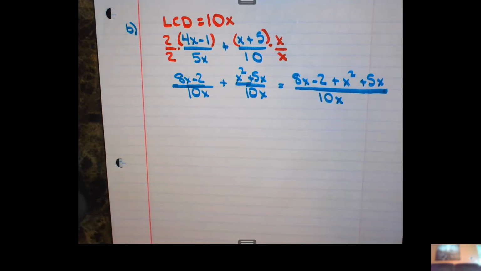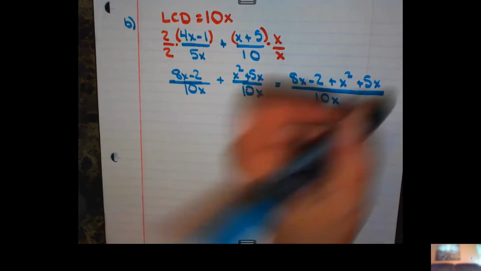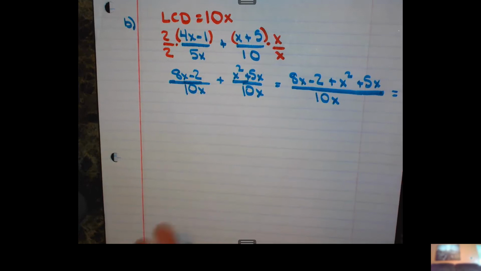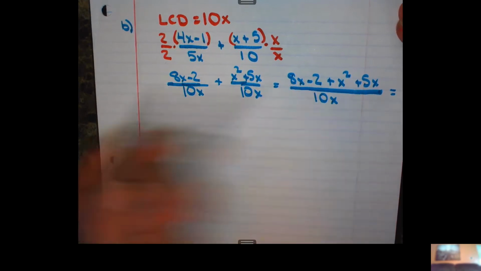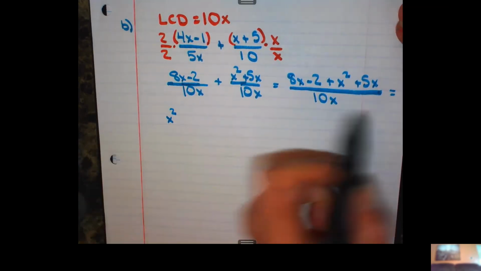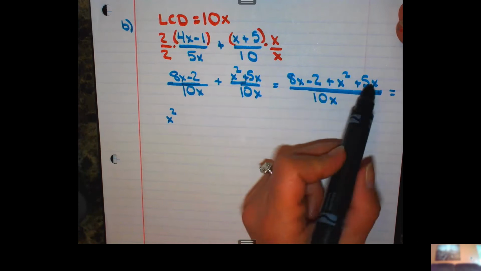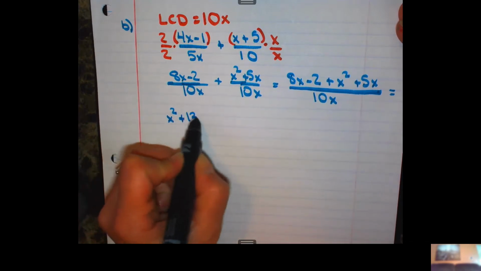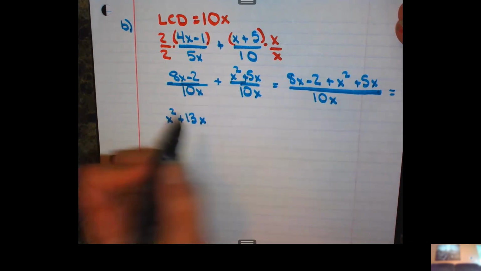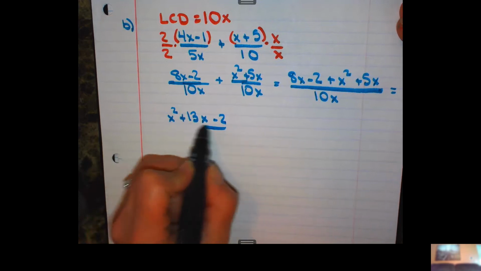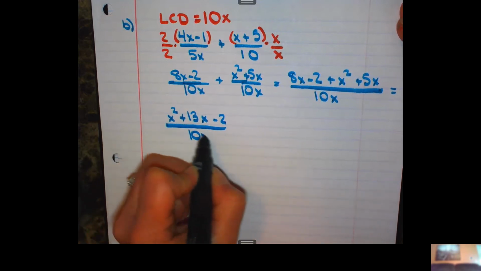My last step is to combine like terms and see if I can simplify. So I'm going to write it in standard form. So on the top, I see an x squared. I can combine my x's. 8 plus 5 is 13, so plus 13x. And then I have a minus 2. Underneath, I keep the 10x.